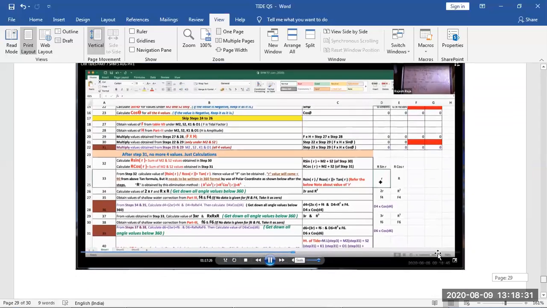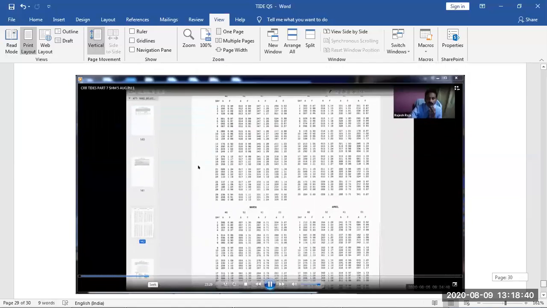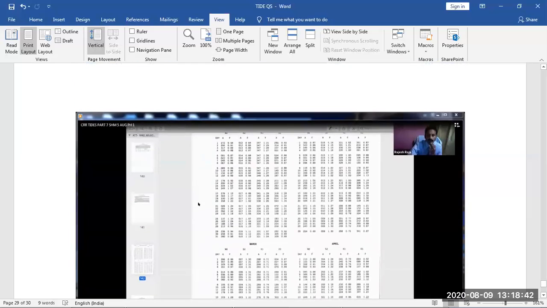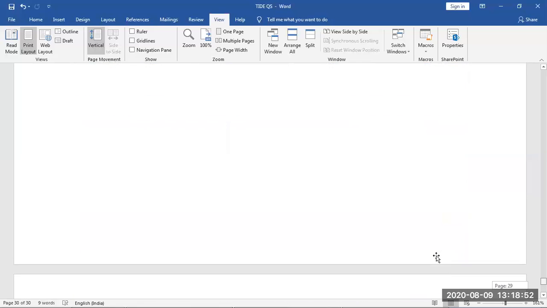And this is the procedure. This is where we get the values of a and f for M2, S2, K1 and O1 from table 7, and that's it.